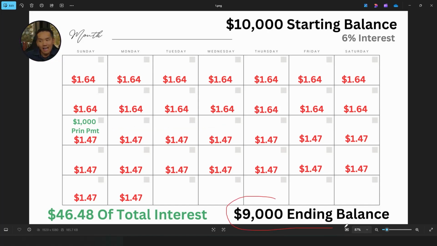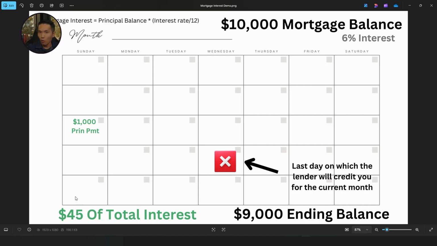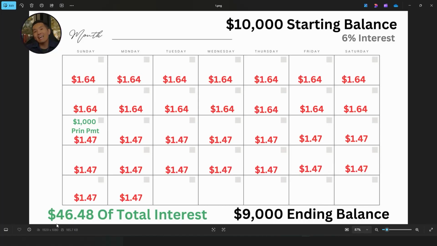And our ending balance is exactly the same, $9,000. And when we add up all the interest costs as a sum of the entire month, we end up with $46.48 of total interest. Now, you might look at that and go, Sam, that's a little bit more in terms of interest cost compared to the mortgage. I don't see any savings there. Well, it's because we're not taking advantage of the average daily balance reduction on the HELOC. If we go back to the mortgage example, we're only paying $45 of total interest. Whereas with the HELOC, if we treated it like a mortgage, we would end up paying $46.48.